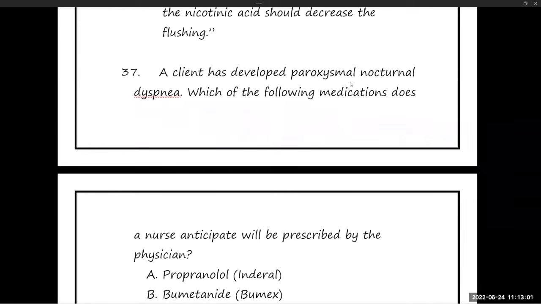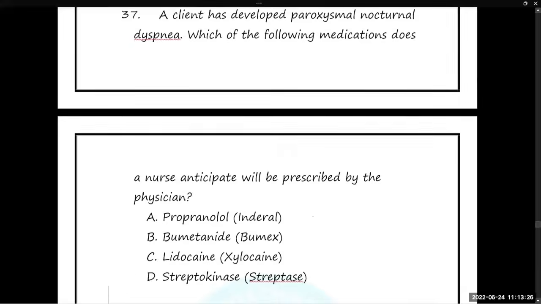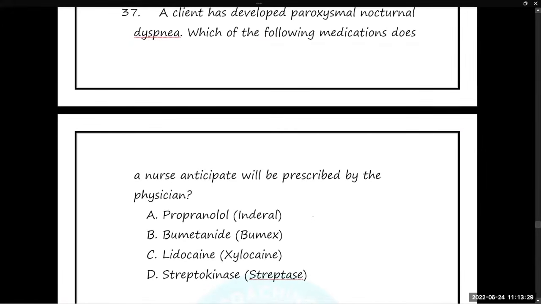Yes, it's expected in congestive cardiac failure, mainly left ventricular failure. Okay, so now it's indicating left ventricular failure. Paroxysmal nocturnal dyspnea is a situation where it is expected in left ventricular failure. So what medications can you give?